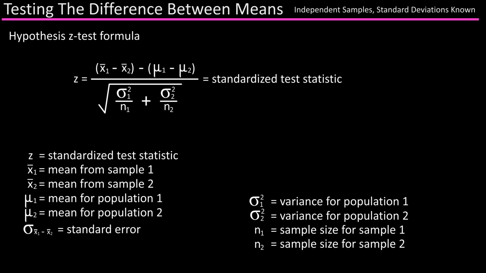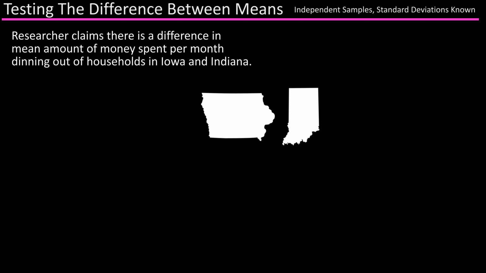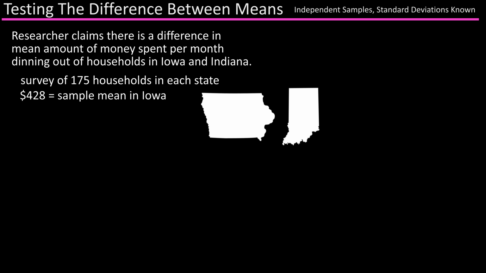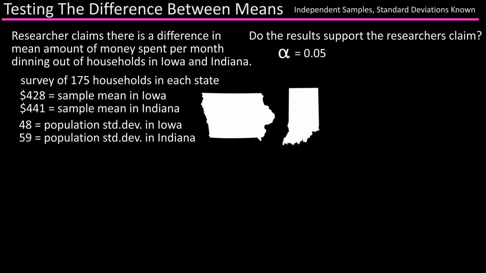Alright, example time, and we'll go through step by step. A researcher claims there is a difference in the mean amount of money spent per month dining out of households in Iowa and Indiana. A random survey of 175 households in each state found a mean of $428 in Iowa and $441 in Indiana. Assume a standard deviation of 48 in Iowa and 59 in Indiana. Using a level of significance of alpha equals 0.05, do the results support the researcher's claim? I've listed and labeled all the variables on the screen that we're going to need.